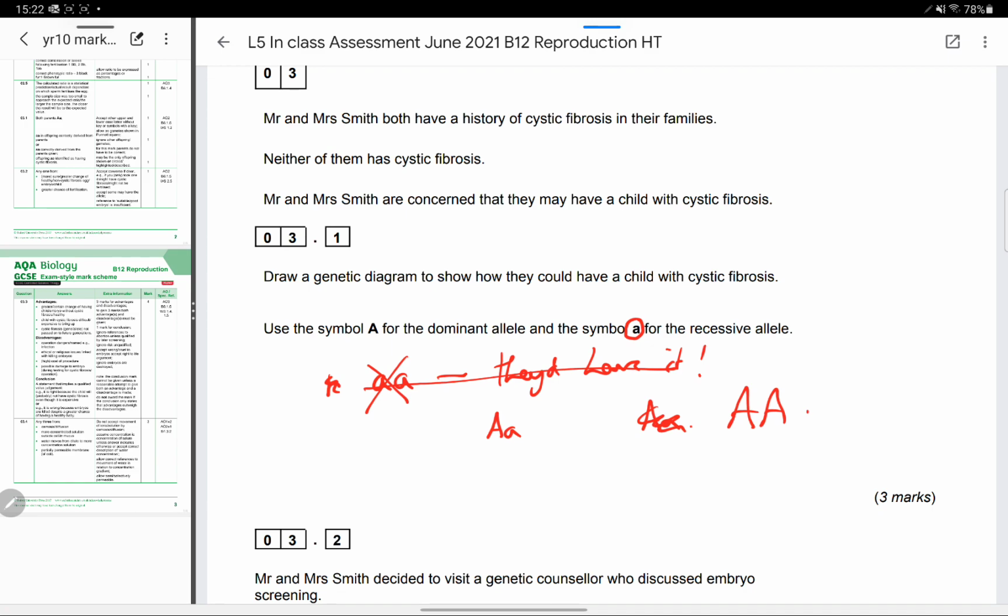When you do a cross of A, you get that. Now, they're asking to show that they could have a child. Well, you can look at this here. Every single one of those phenotypes that has been created has got a big A in. So there is no cystic fibrosis there. And the question is asking, how could you show that one could?